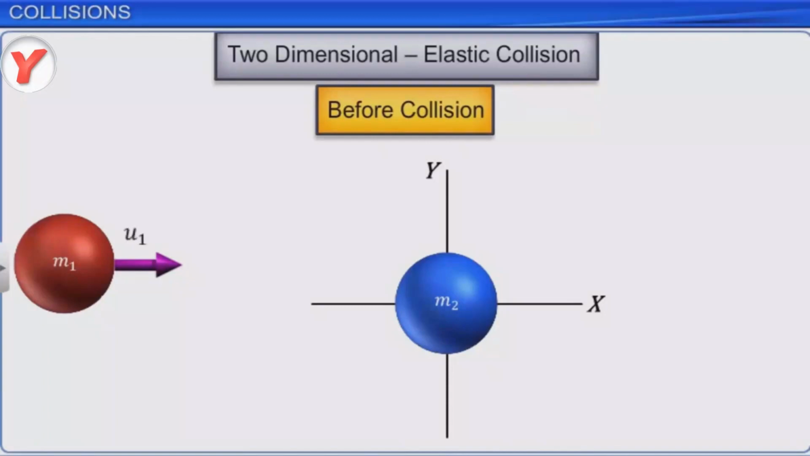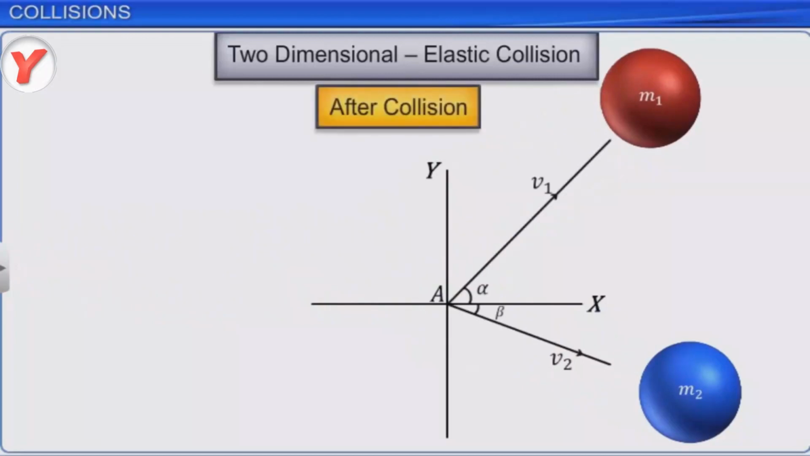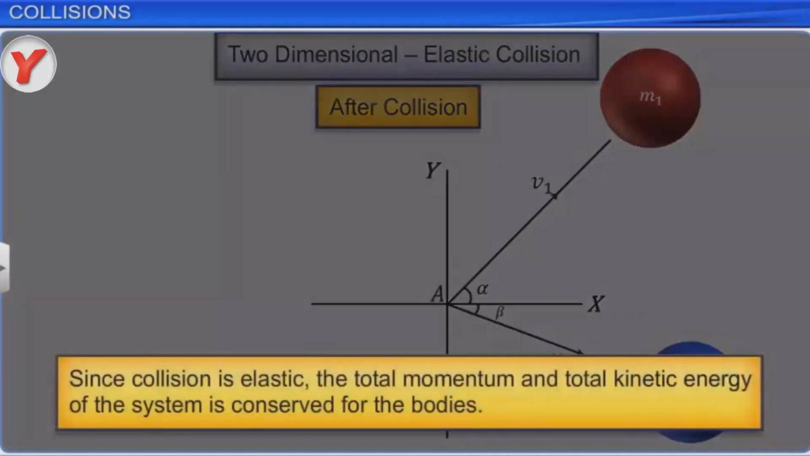where a body of mass m1 with velocity u1 along the x-axis collides elastically with a body of mass m2 at rest. This implies that the velocity of m2 before collision, u2, is 0. Just after the collision, m1 moves away with velocity v1, making a positive angle alpha with the x-axis, and m2 moves away with velocity v2, making a negative angle beta with the x-axis. Since the collision is elastic, the total momentum and total kinetic energy of the system must be conserved for the bodies.